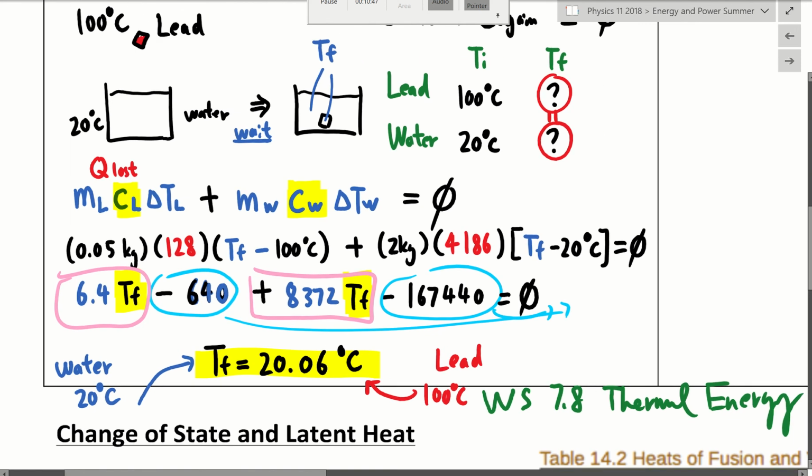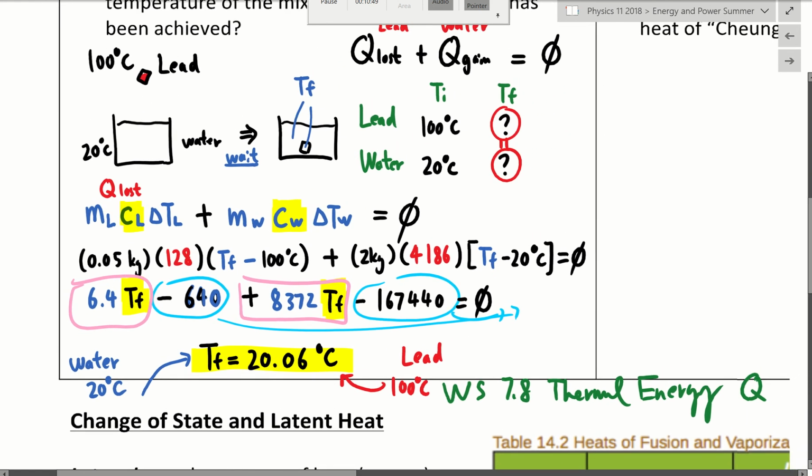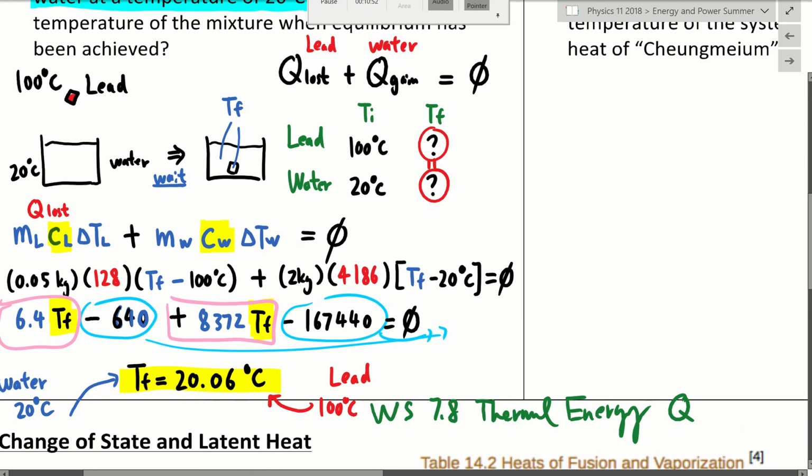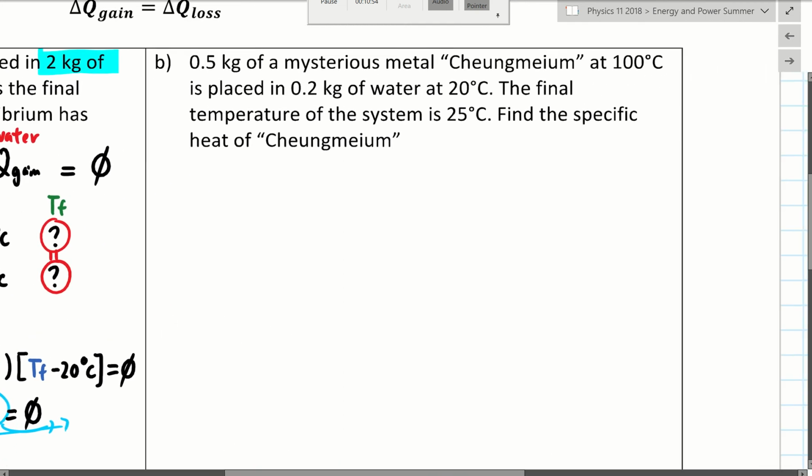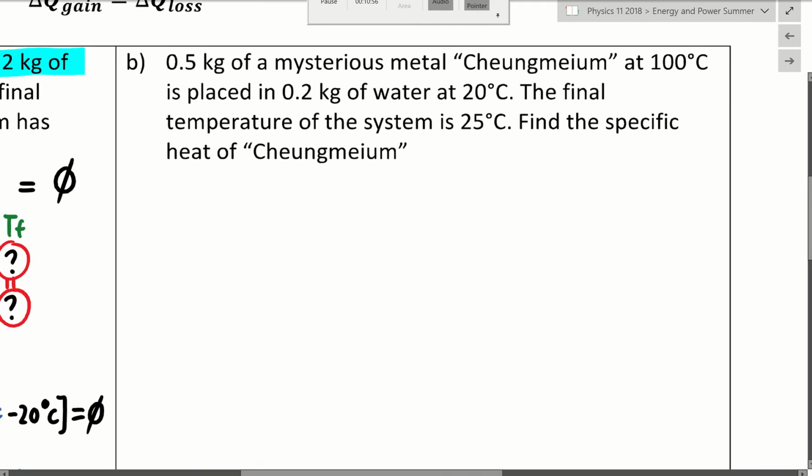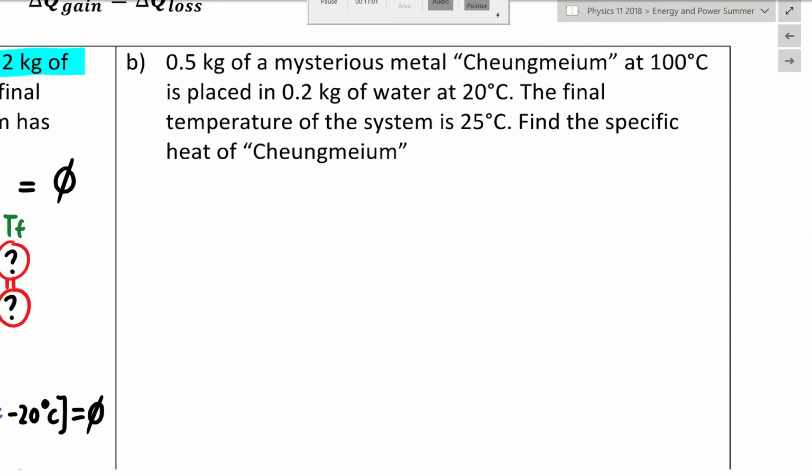Okay, now, next example is going to be almost the same thing, but with a made-up material. So this one, 0.5 kilogram of a mysterious material called chromium. I just made that up. That's not an element. Don't try to find it on a periodic table. Chromium at 100 degrees Celsius is placed in 0.2 kilogram water at 20 degrees Celsius. The final temperature of the system is 25 degrees Celsius. Find the specific heat capacity of chromium.